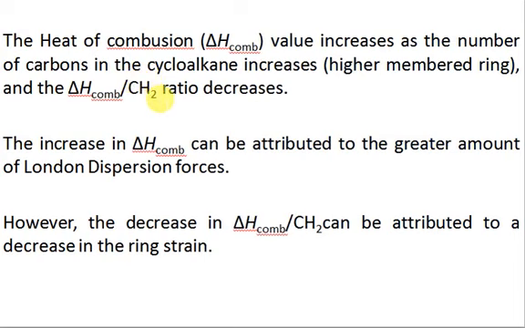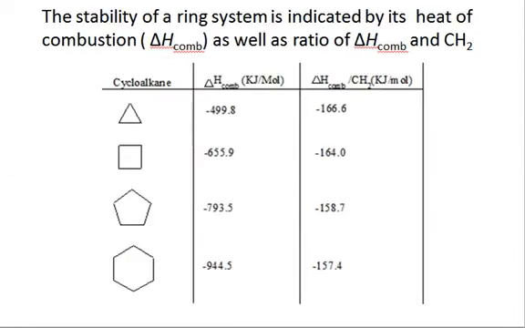So the increase in heat of combustion is because of a higher amount of London dispersion forces, right? And this decrease in heat of combustion per CH2 is attributed to a decrease in angle strain, or decrease in the ring strain. So just for comparison, let's consider the heat of combustion for cycloalkanes. You can see the heat of combustion is minus 499, right? That's higher, while in the case of the ratio of heat of combustion per CH2, you can see this is 166.63.